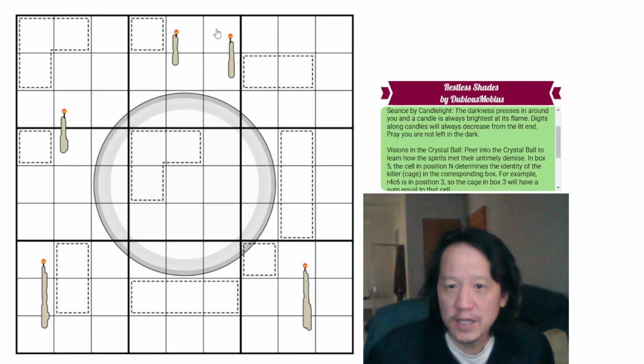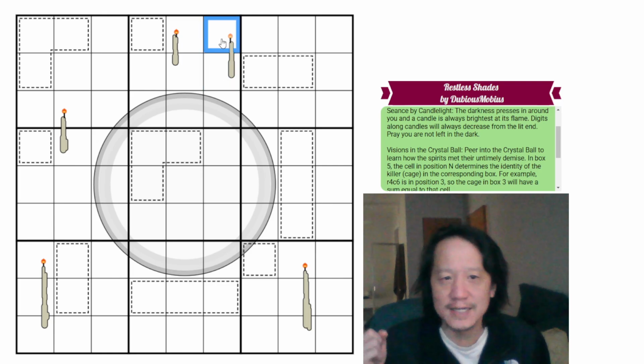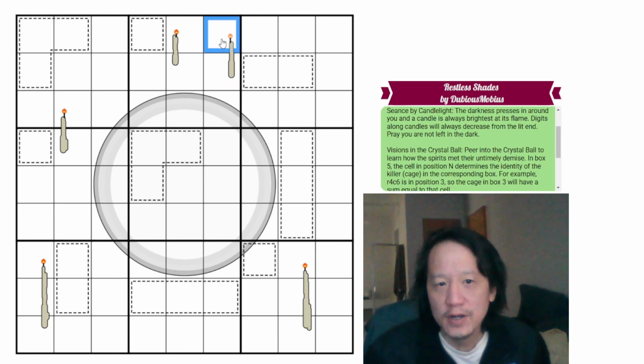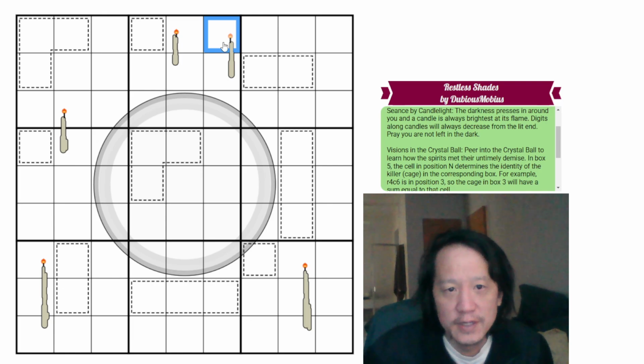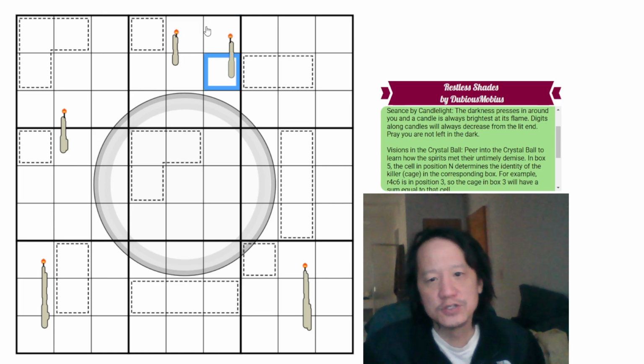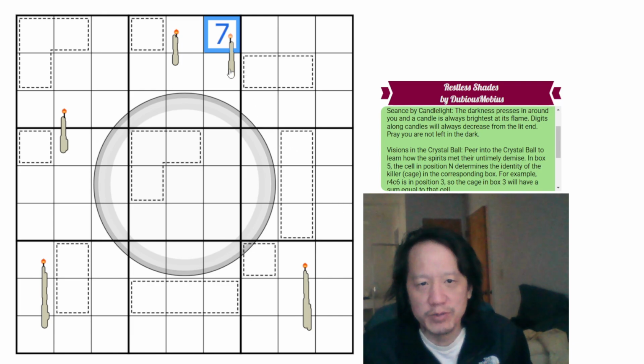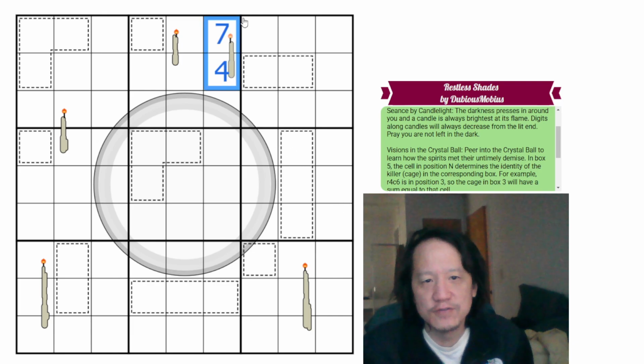So digits along the candle will always decrease from the lit end. Okay, so this is essentially a thermometer where the lit end is the tip of the thermometer and the other end is the bulb. So for example, this is a candle, and digits along candles will always decrease from the lit end. An example of this working would be 7 and 4, because 4 is always less than 7.